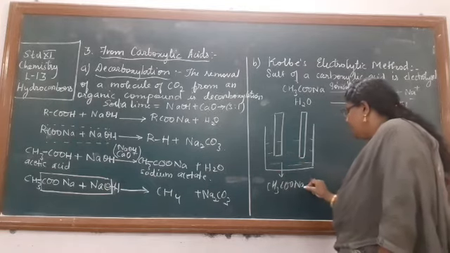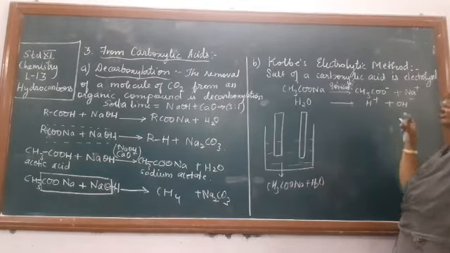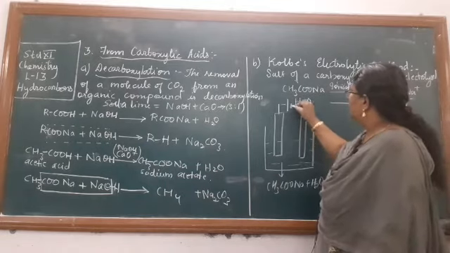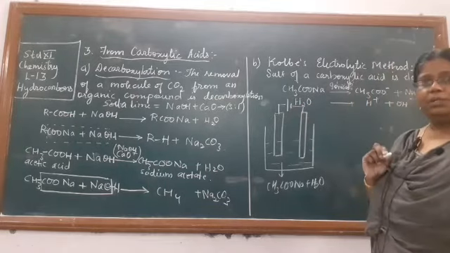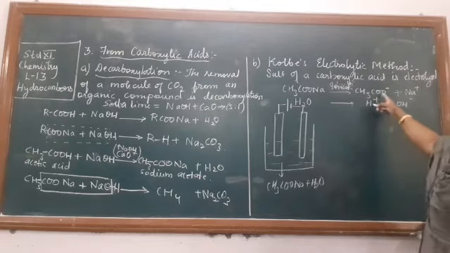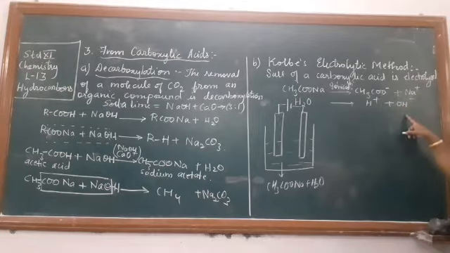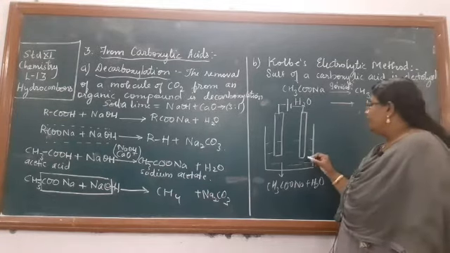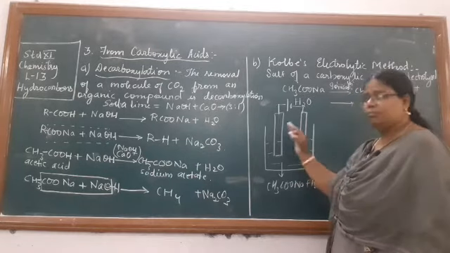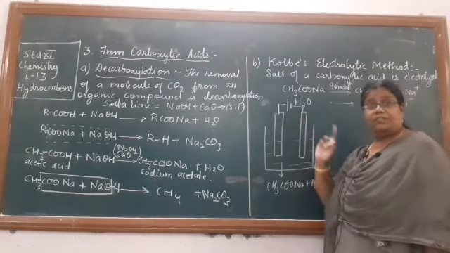CH3COONa plus H2O, and these two ionize and come like this, okay. Now these two are connected to the positive and negative terminals of a source, okay. Now which are the negative ions present here? That is CH3COO minus and OH minus, okay. So those negative ions will have an attraction towards the positively charged electrode.